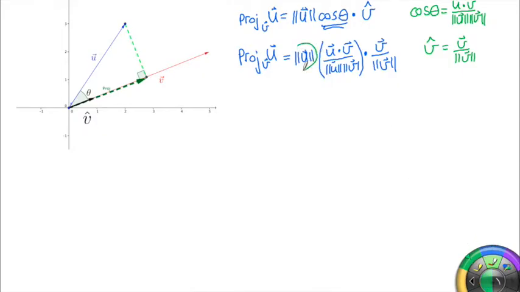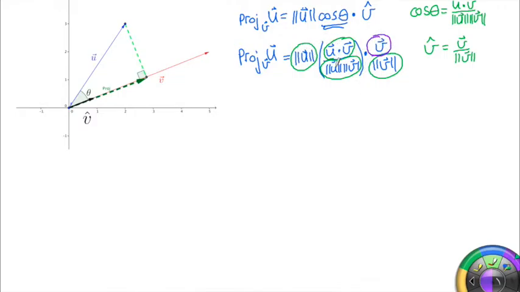Magnitude of u, that's a scalar. U dot v, that's definitely a scalar. Magnitude of u, magnitude of v, that's a scalar. Magnitude of v over here is a scalar. So everything here is a scalar except for this one thing. This is the only vector out of this whole mess.